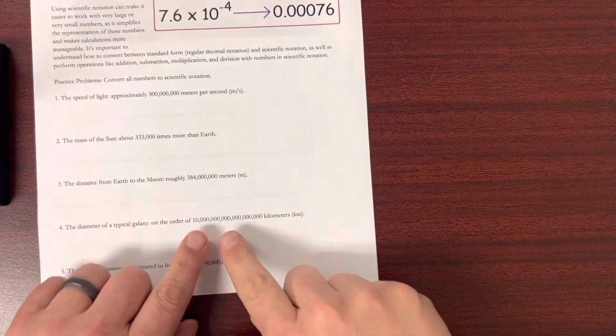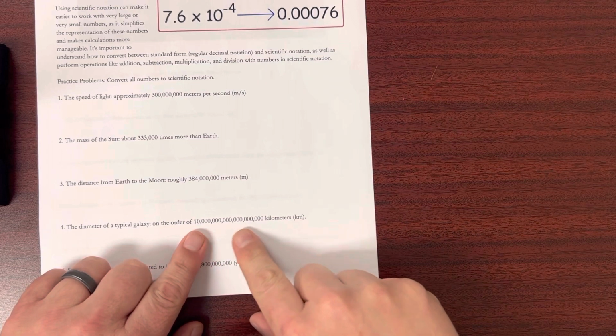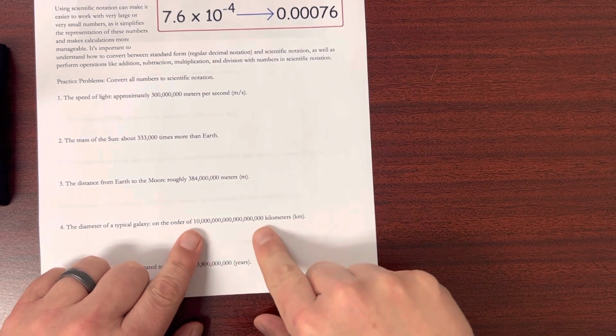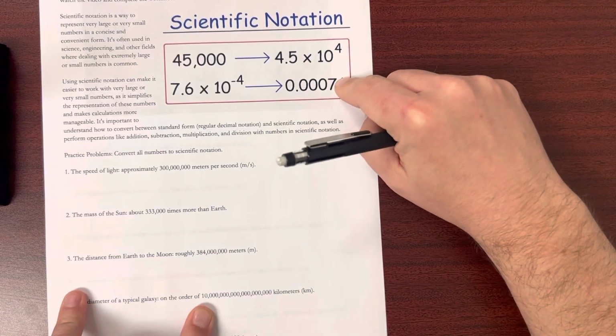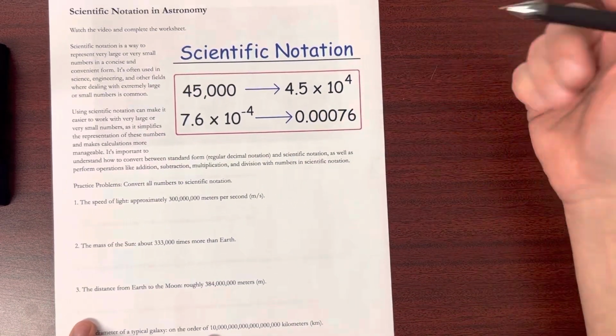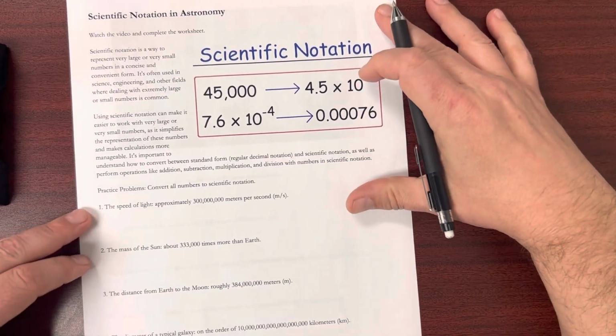And here's an example, number 4. Look at this big, long number. Well, we don't want to write this out every time. So we can do a shorthand to express that same number. That's what scientific notation is. So let's do a couple of these together.